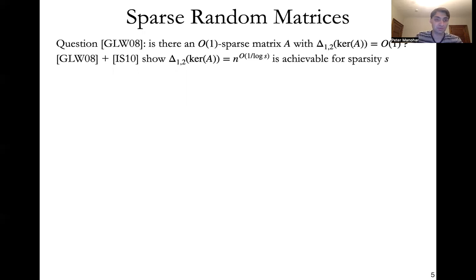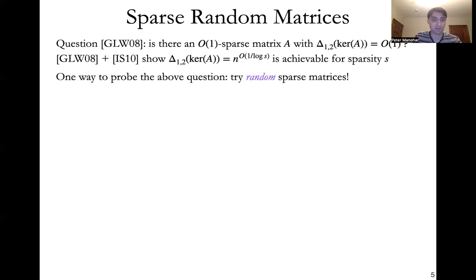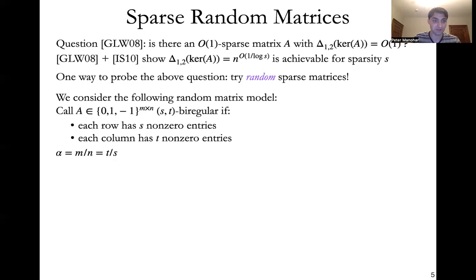Okay. So one way we can try to answer this question of GLW is to analyze what happens when A is a random sparse matrix. And so that's what we're going to do in our work. And we're going to consider the following random matrix model. And it's a pretty natural model. We'll call a matrix A with entries that are all either 0, 1, or -1 S-T biregular if every row has exactly S non-zero entries and every column has exactly T non-zero entries. And we'll let this parameter alpha be the ratio of M over N. And by a double counting argument, we can see that this is also going to be T over S.